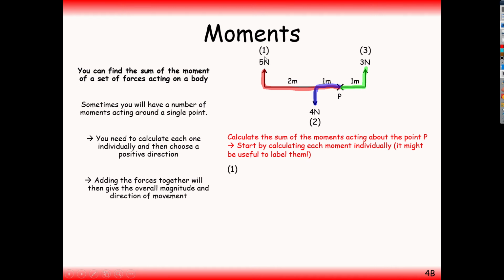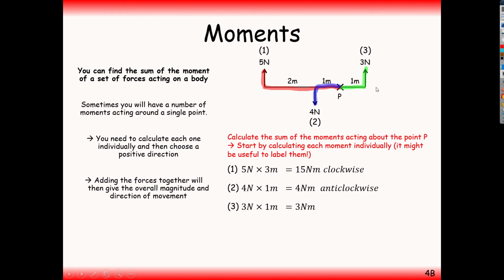So moment number 1, I need two things. The force is 5. The perpendicular distance is 1 plus 2, which is 3 meters. Times them together, you get 15 Newton meters. And the direction, if you pretend that you've got a clock face with P in the middle, you're going round clockwise. Moment number 2, the force is 4 newtons, the distance is 1 meter, so you get 4 Newton meters. This time we're going around this way, that's anti-clockwise. And then for the third moment, it's 1 meter away, it's 3 newtons of force, so 3 Newton meters, and again around this way, so anti-clockwise.